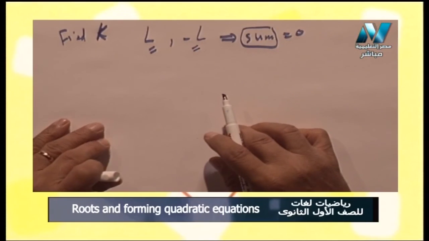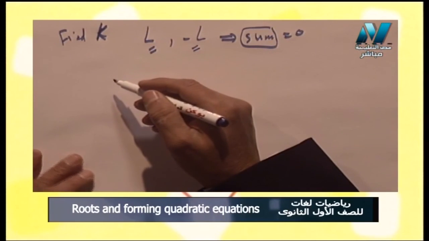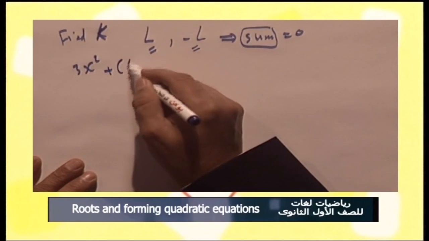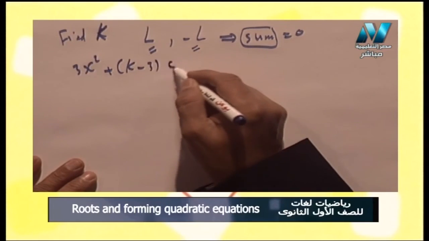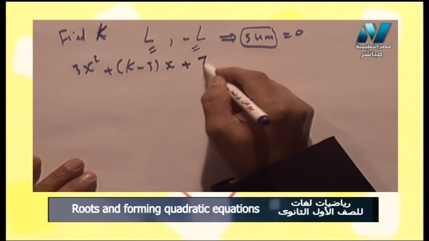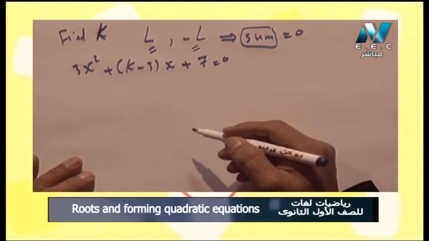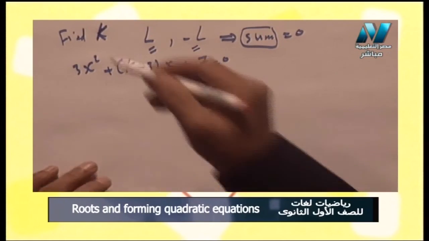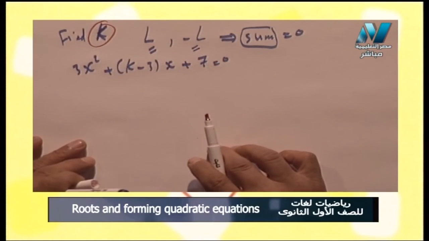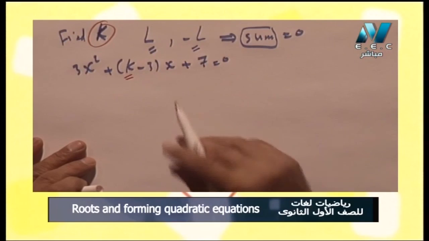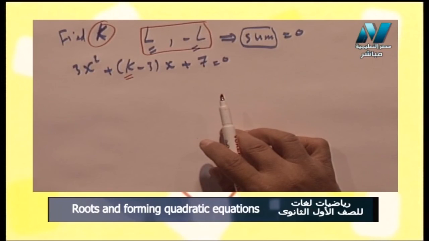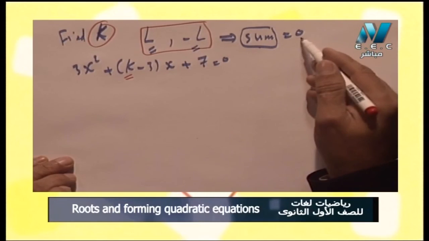be 0. Okay. We have the quadratic equation which is 3x power 2 plus (k minus 3) multiplied by x plus 7 equals 0. We would like to find what? We would like to find k. K here is unknown. And we would like to find it here. And we have a very important information which is one of the two roots is the additive inverse of the other, which means sum equals 0.